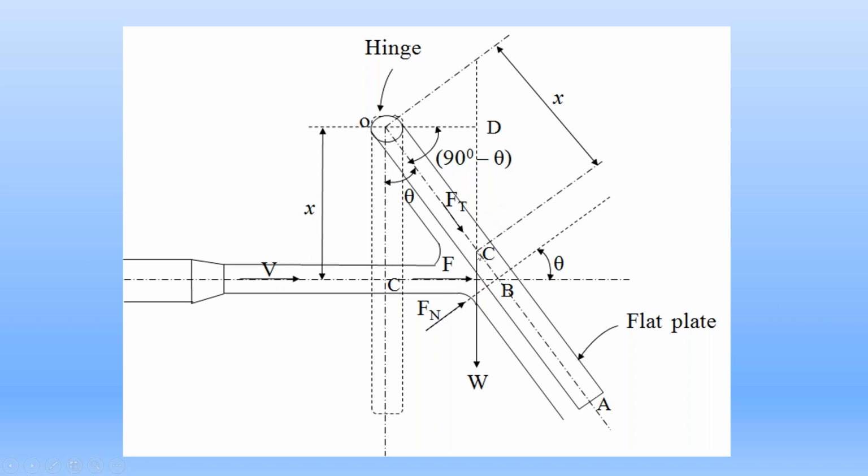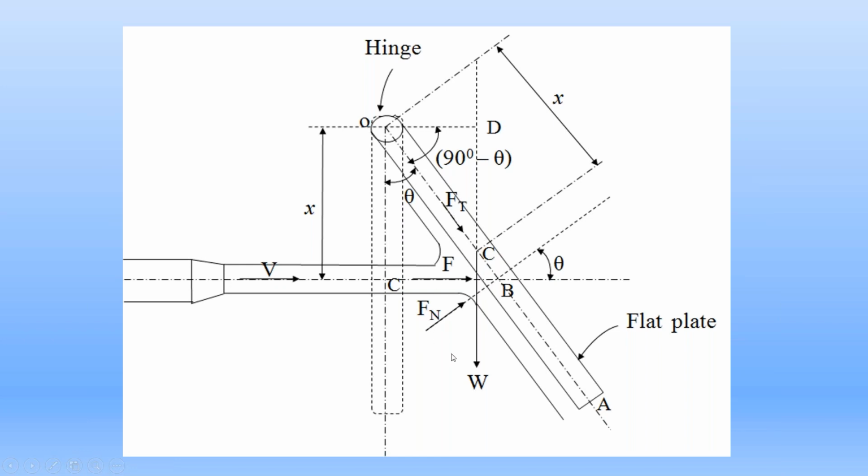First force is the weight of the metal plate W passing through point C. C is the center of the metal plate. Three forces are acting on the metal plate after the deflection. One is the weight of the metal plate W. Second force, normal force Fn passing through point B. Third one is the force Ft on the axis of the metal plate.